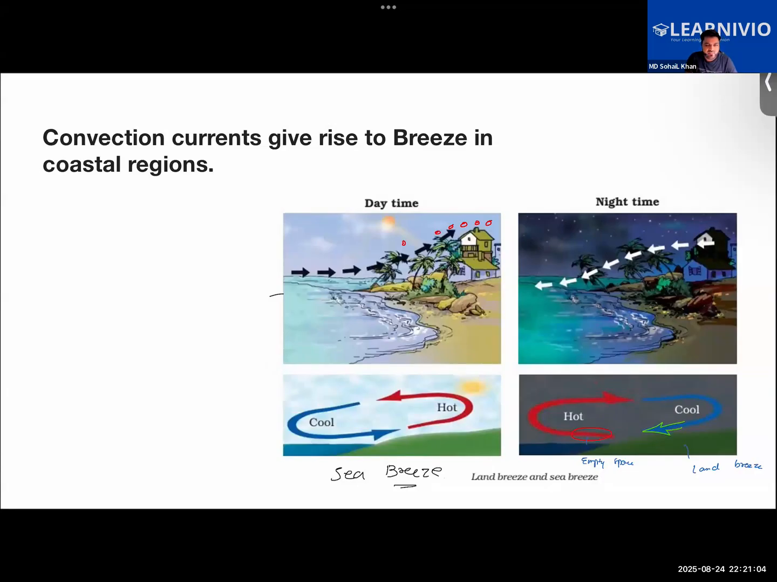Exactly. Wind would only have external forces, like fans and all of that. But that doesn't count. Now the convection current gives rise to breeze in the coastal region.